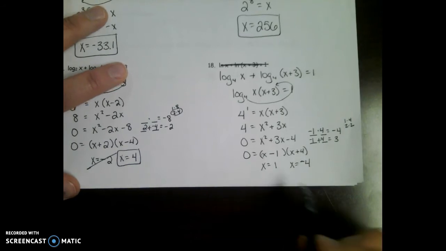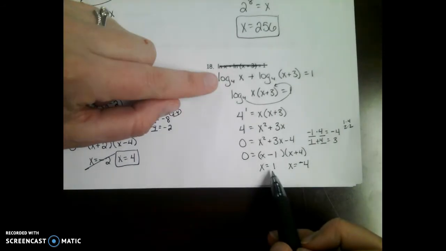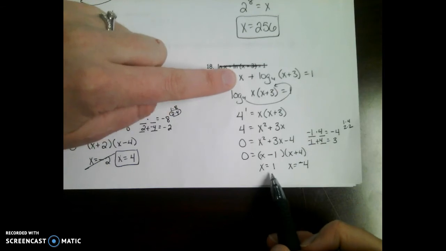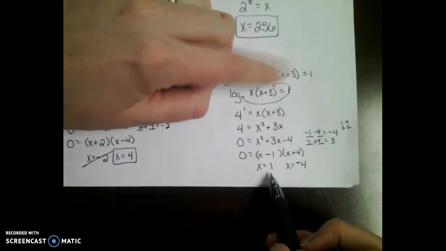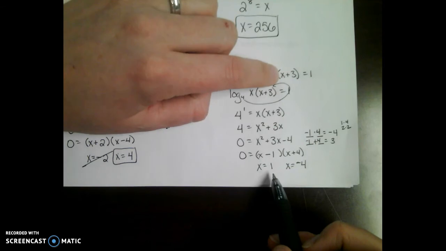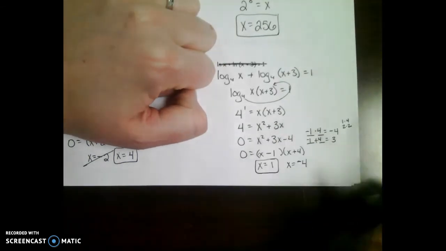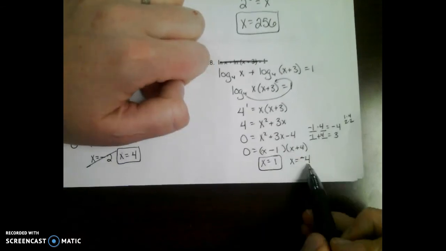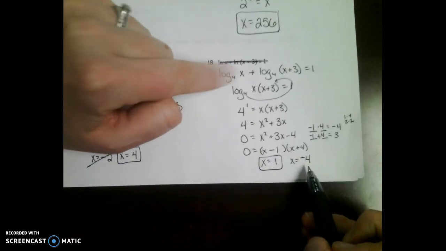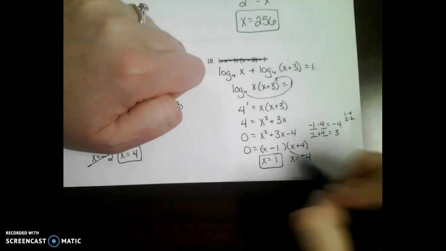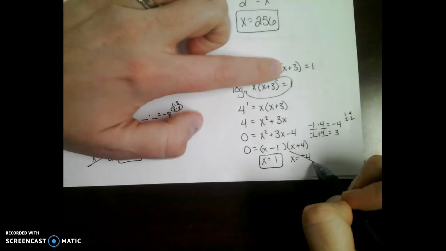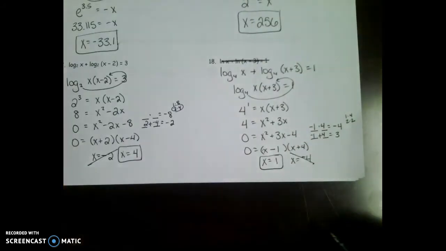Check your x values. Log base 4 of +1, we're good. 1 plus 3 is 4, so that log would be fine. So x equals 1 is a solution. -4. If you put a -4 in that first log, that would be a negative number. That's not okay. -4 plus 3, that one is also not okay.